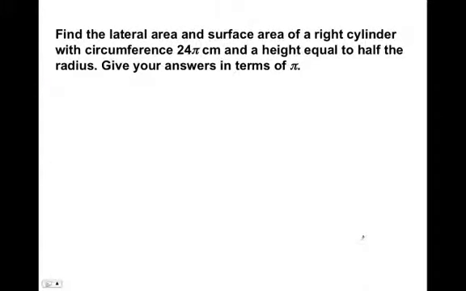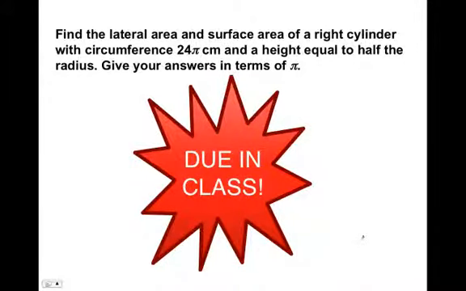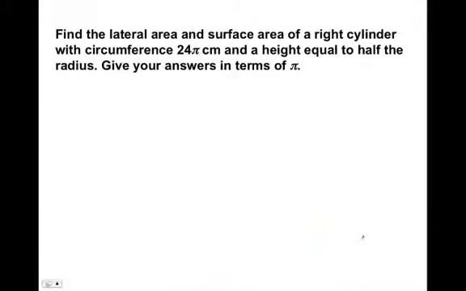This one is what you're going to do for class. You're going to find the lateral and total surface area of a right cylinder with a circumference of 24 pi centimeters and the height that is equal to half the radius. So remember, it's giving you the circumference, so use the circumference of the base in order to find the radius. Remember, the radius is twice as big as the height, or the height is half the length of the radius. So you have to use your circumference first. Make sure that you leave your answer in terms of pi.